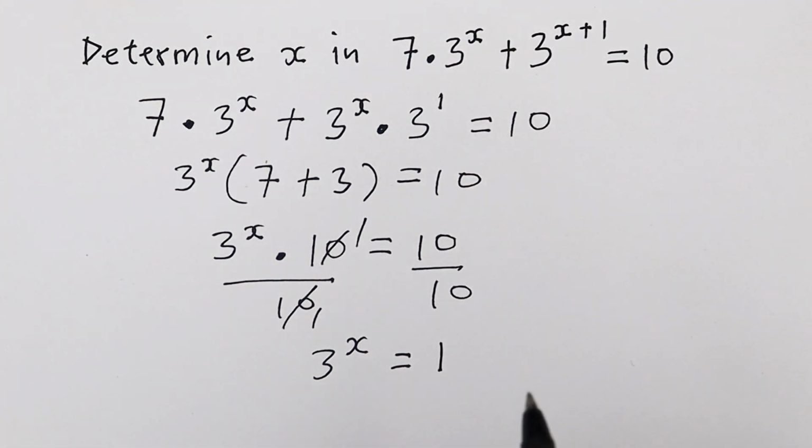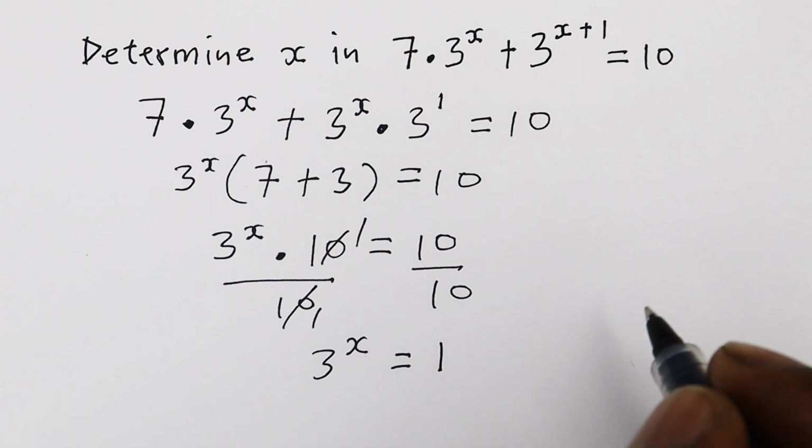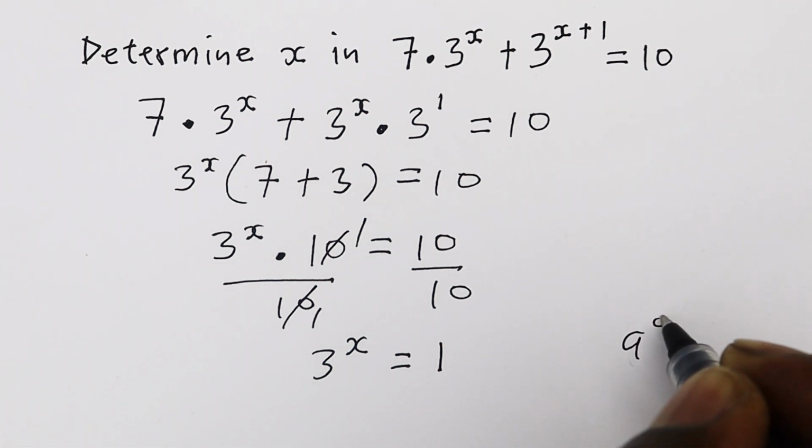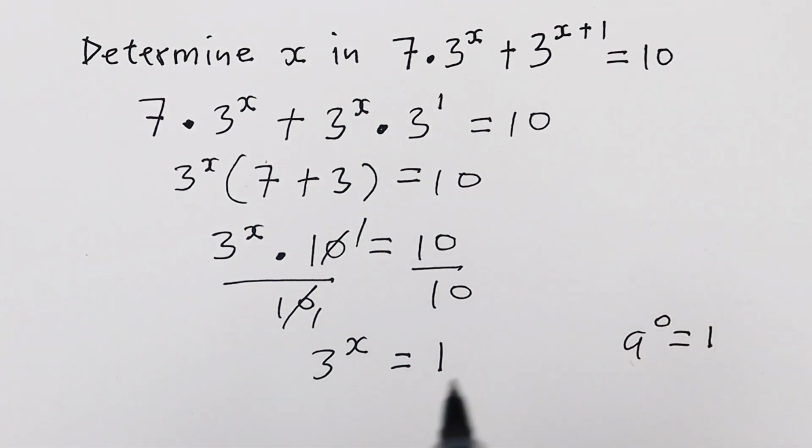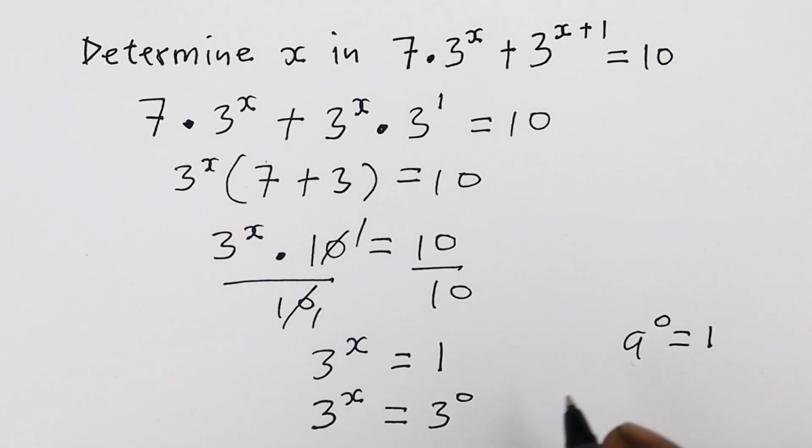So now we can use one of the laws of indices that says that any number raised to power 0 is 1. So we can as well say that 3 power x is equal to 3 power 0. This is the same as 1. So the bases are the same, the powers must be the same. So it means therefore that x is equal to 0.